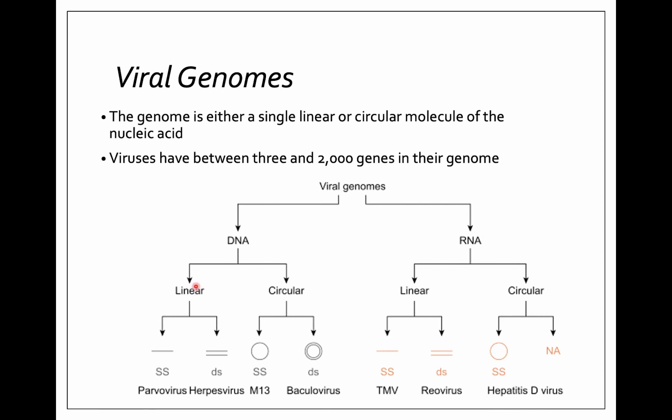And then, depending on whether they're linear or circular, they can be single-stranded or double-stranded. The only option that's not available is a double-stranded RNA, if that's circular. That doesn't happen. But you can see there's a huge variety in the different types of DNA that can be found in viruses. The coronavirus, COVID-19, is an RNA virus, and it has about 2,600 genes inside of it.